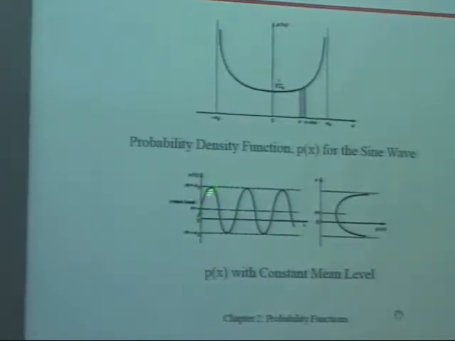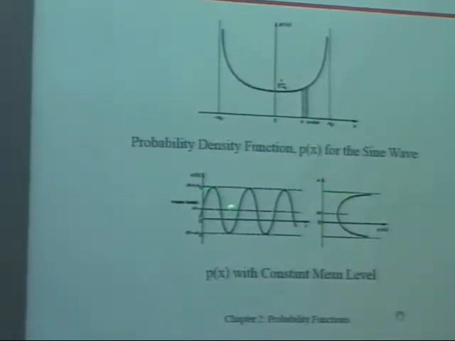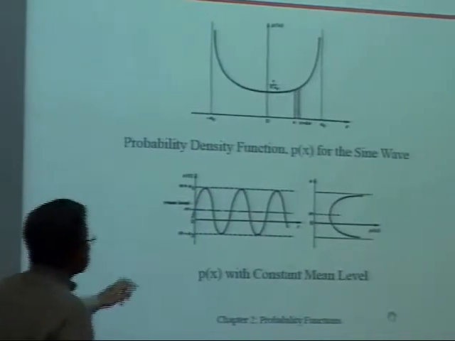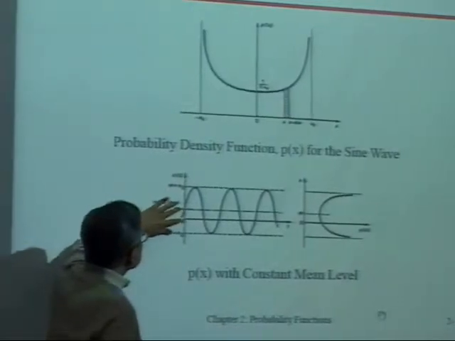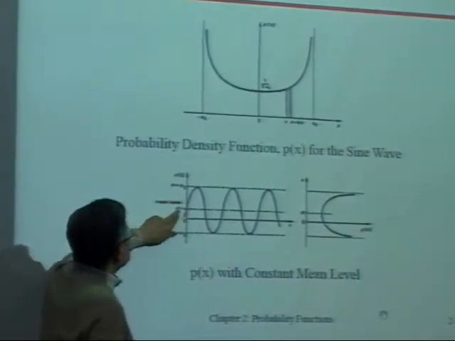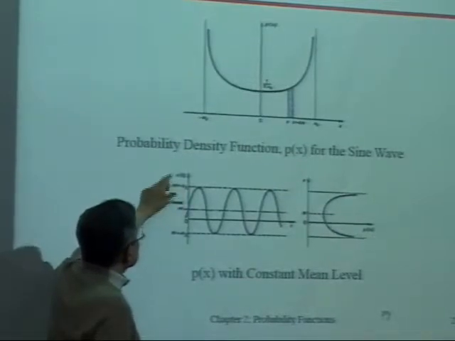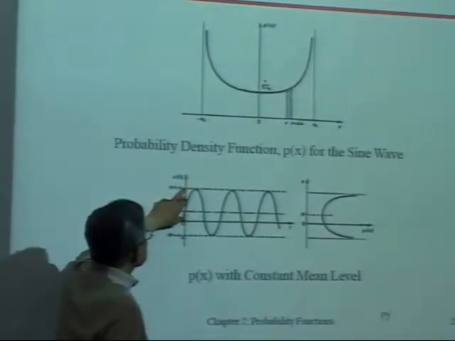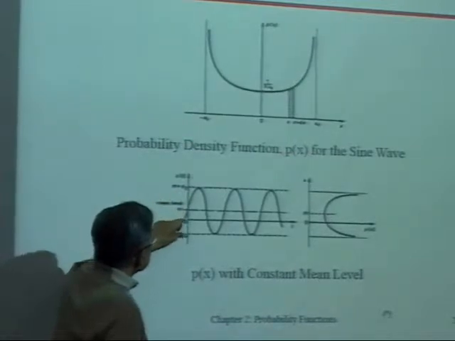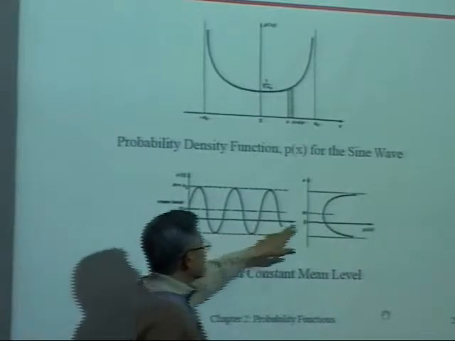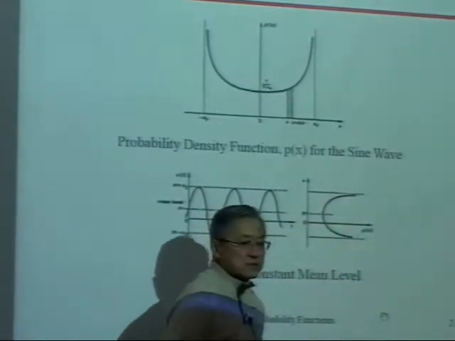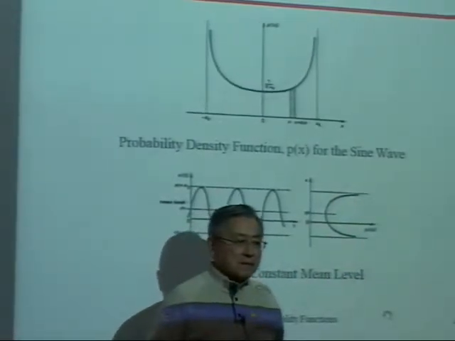So from minus x naught to positive x naught. Now this is moved so the mean value is m. So this portion is m plus x naught, and here is m minus x naught. So everything is shifted. The probability density function would be like that.